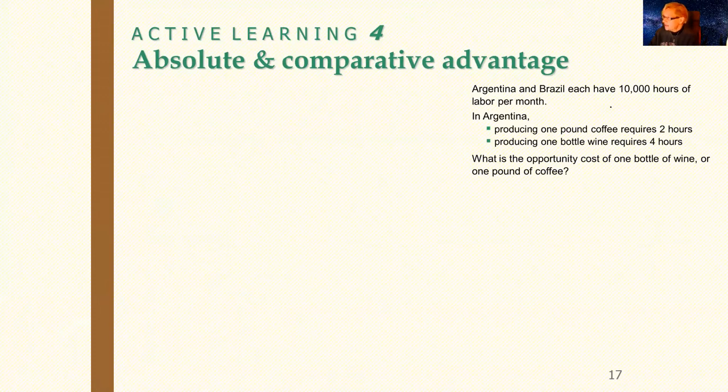We have Argentina and Brazil each have 10,000 hours of labor per month. We're just focusing on Argentina. 1 pound of coffee requires 2 hours. 1 wine requires 4. So the first thing I want to do is the all and nothing approach. I have 10,000 labor hours, and I'm going to imagine first I'm just doing coffee. Just doing coffee, it takes 2 hours to produce coffee. I end up with 5,000 coffee and no wine.